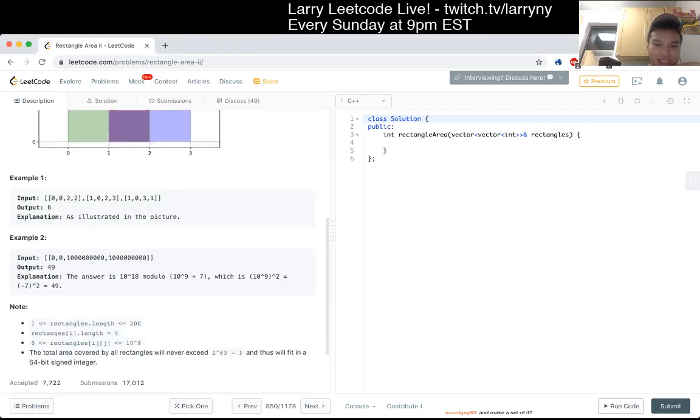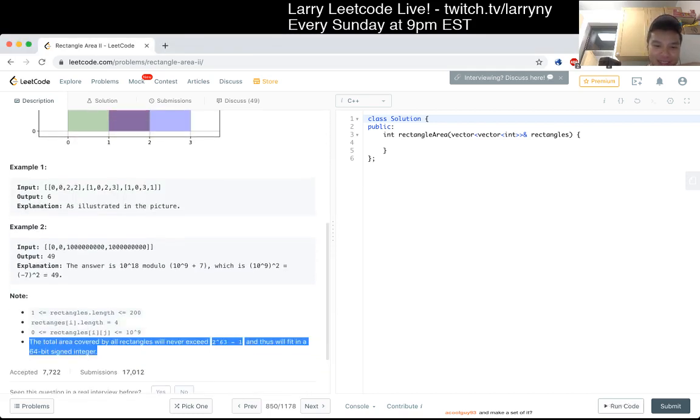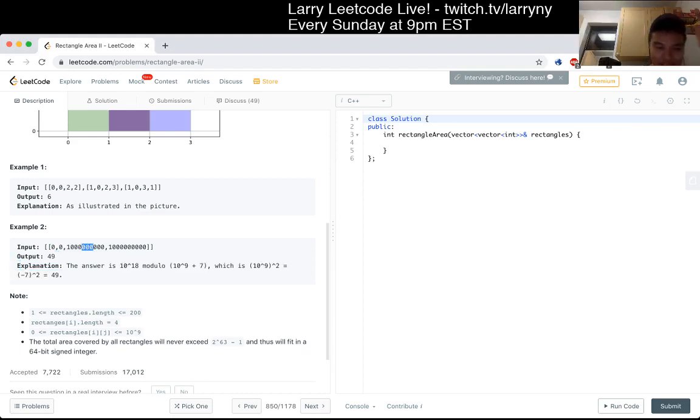I think the requirement is so big that, I know this one is 49, but it's actually 10 to the 18th, because it's a billion by a billion, right?